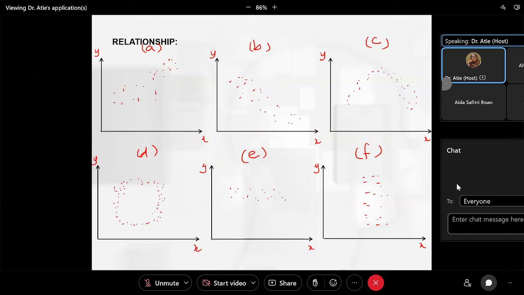So for the first one, let's have a look. Do you think that in A, X and Y have a relationship or not? Do X and Y have a relationship or not in graph A? What do you think? Anyone?